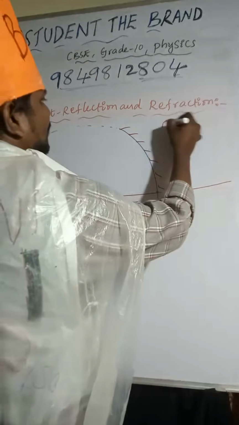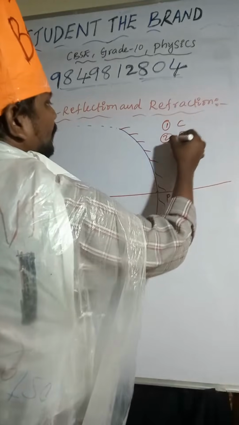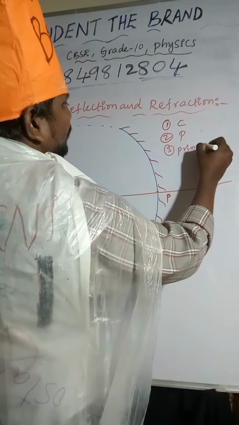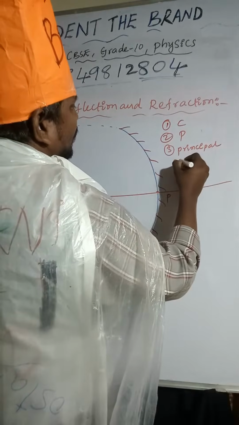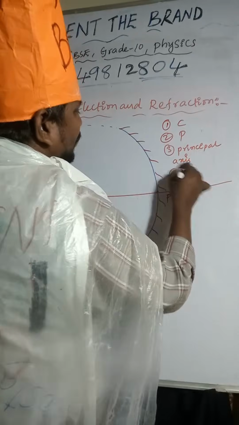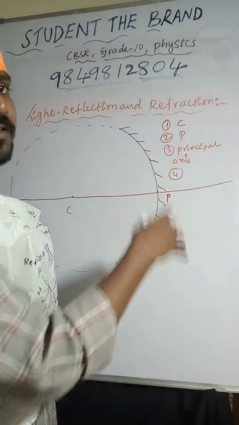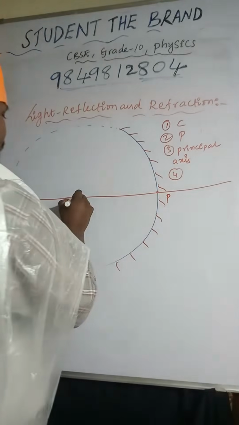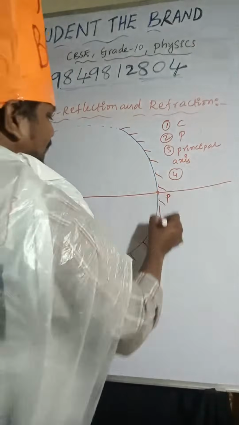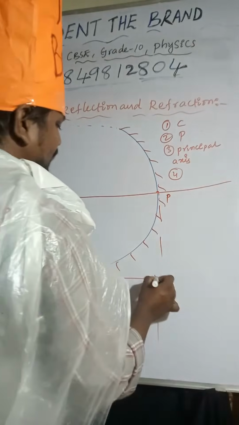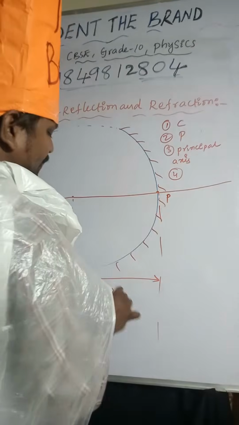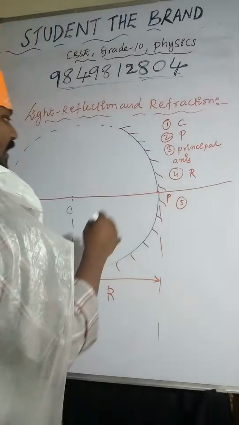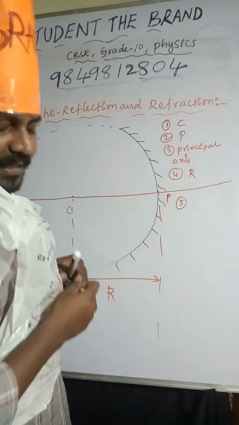Point number 1, center of curvature. Point number 2, pole. Point number 3, principal axis. Point number 4, the distance between the center of curvature and the pole is called the radius of curvature. This is the radius of curvature.